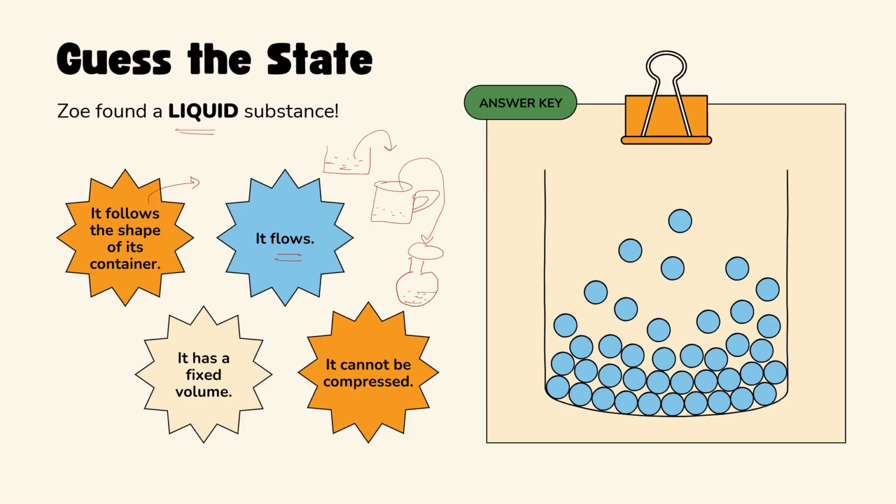It flows. That is why you are able to add it every time. It has a fixed volume. Every time the volume remains the same. It cannot be compressed. And this is the particle arrangement where you had to show that particles can move within a very small space. They have very little space between them.